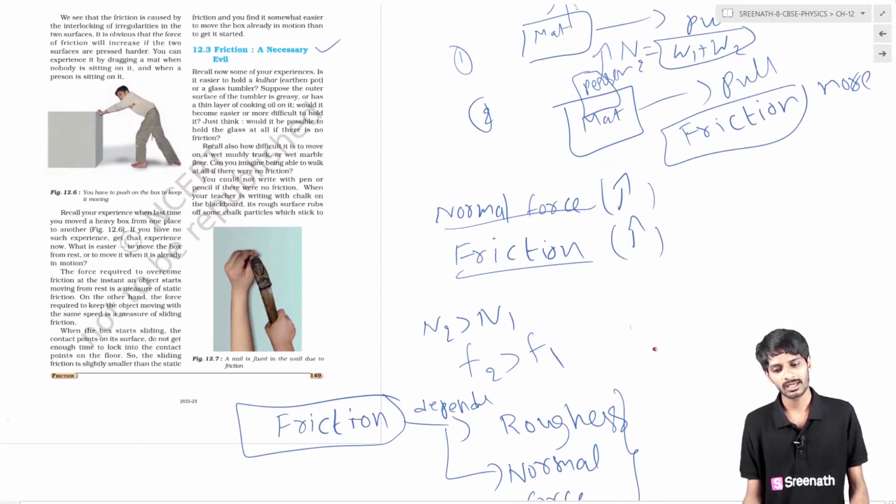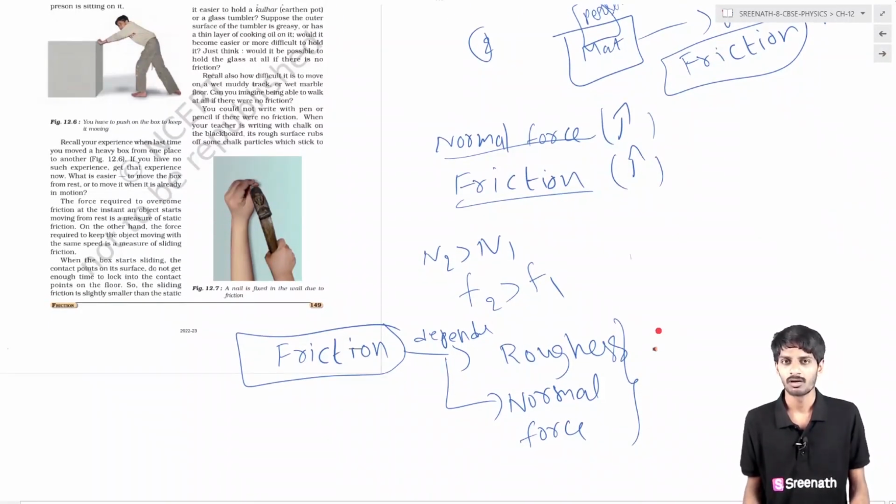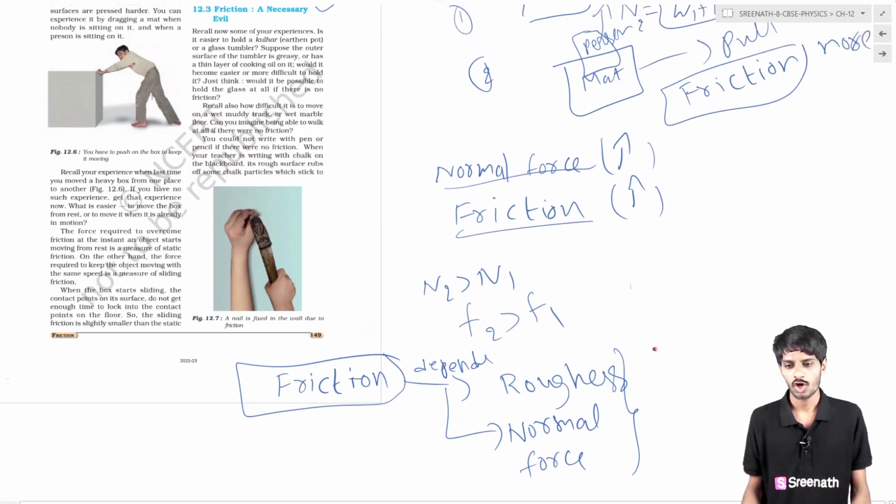If there are more irregularities, the friction will be more. Irregularities we call roughness. And another thing we observe is that friction depends upon the normal force.